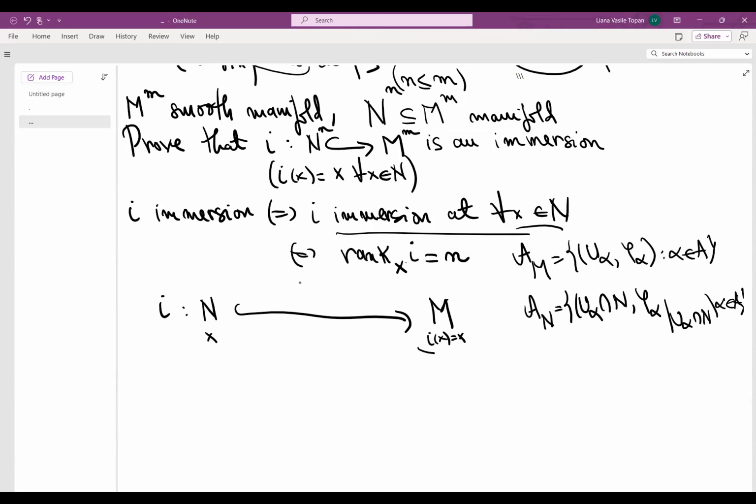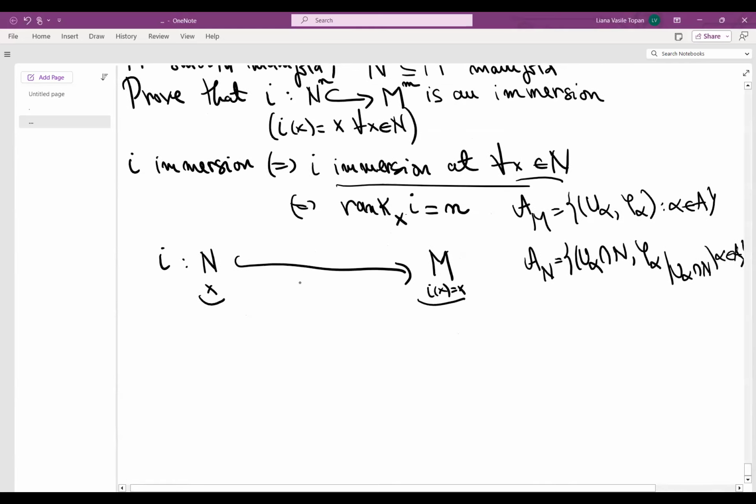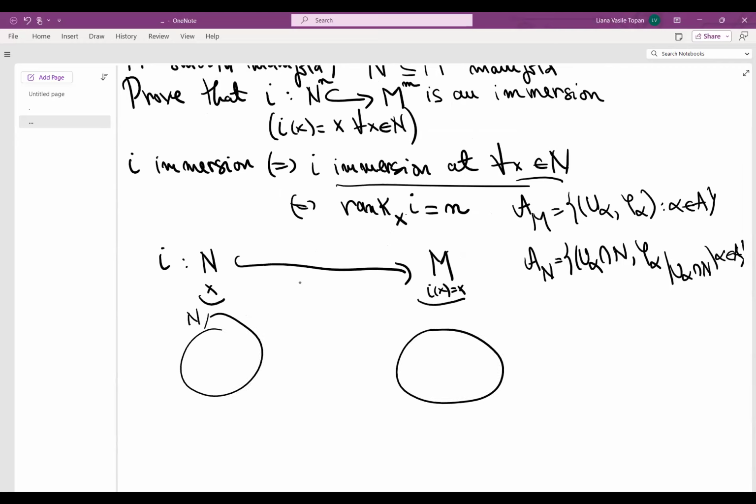So if you take here a chart about this point and a chart about this point, if this chart is of the form U alpha, phi alpha, right? Then, say this is N, this is M, seen as manifolds, right? Well, N is a submanifold, so it's practically a subset of M. It's just for us to see it a little bit better.